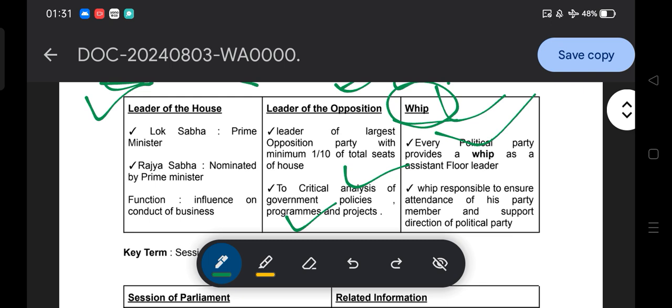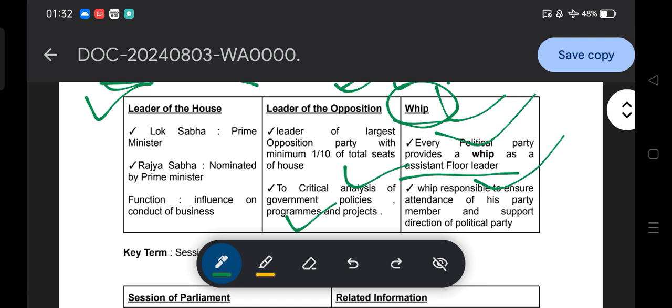provides a whip. And whip means what? Now that whip is considered as an assistant floor leader, responsible to ensure the attendance of his party members and support the direction of the political party. Okay, each and every political party provides a representation in the name of the whip, who is responsible for coordinating among the members of the same political party and also bringing the attention of each and every political member towards a particular support of the political party.